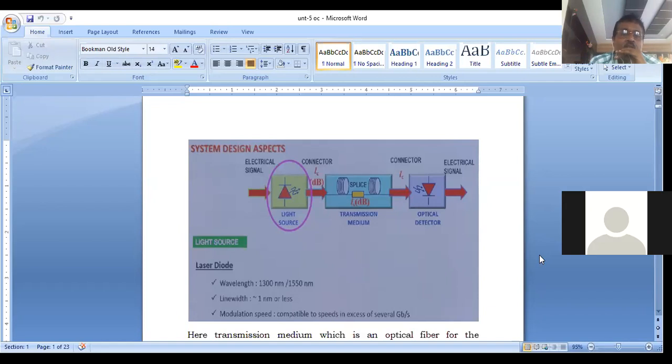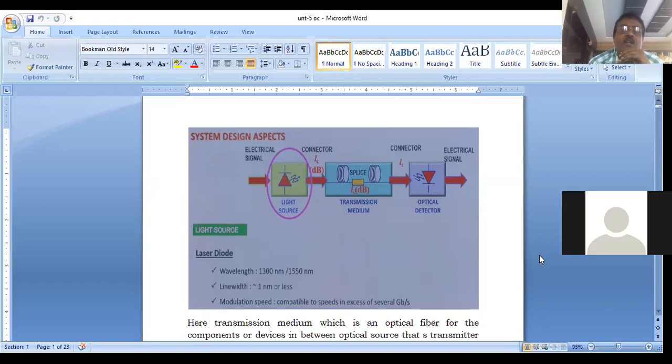If we take the first part, that is the light source. In general we use a laser diode, especially because of the high data rate. In some cases we use an LED also. The laser diode has a wavelength of 1300 nanometers or 1550 nanometers, and a line width of 1 nanometer or less. The modulation speed is in excess of several gigabits per second.